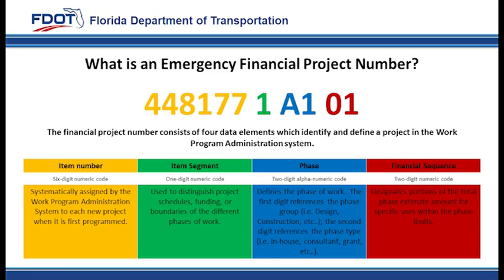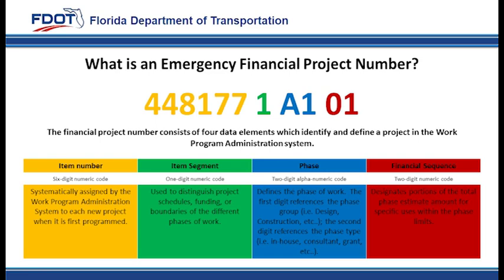The item number is comprised of the first 6 numeric digits systematically assigned by the Work Program Administration system to each new project when it is created. The item segment is the next numeric digit assigned systematically and chronologically. It is used to distinguish project scheduling, funding, or boundaries of the different phases of work. This could include segmenting a project into smaller lengths, allowing for staggered construction.